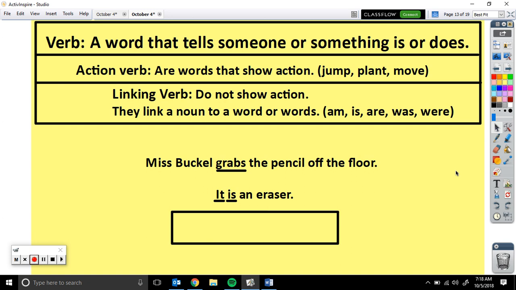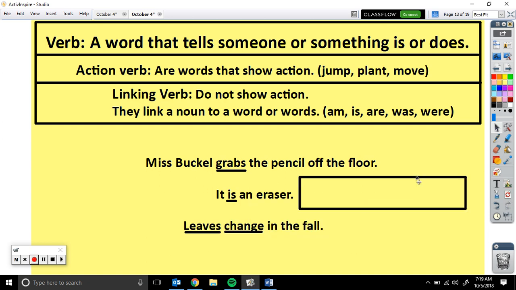It is an eraser. Which one, it or is, is an action verb or a linking verb? I'm going to give you 5 seconds. If you would have said is, you would be correct. Is connecting it to the eraser. It's connecting a noun, it, to an eraser.